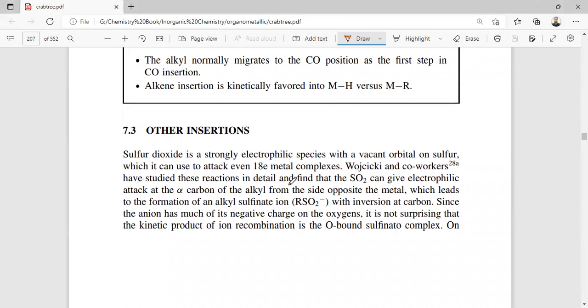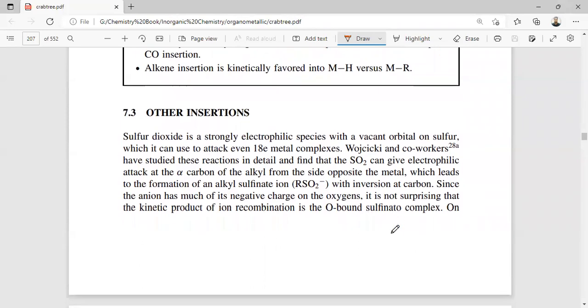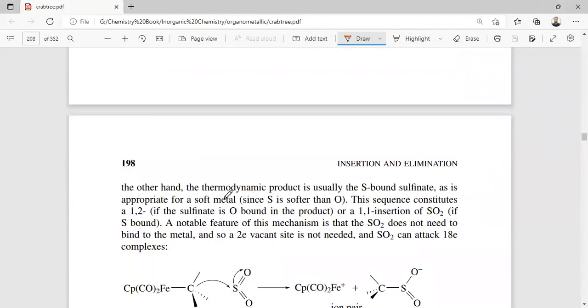The reaction is detailed, and it is found that SO2 can give electrophilic attack at the alpha carbon of the alkyl from the side opposite of the metal, which leads to the formation of the alkyl sulfonate ion with inversion at the carbon. Since the anion has much of its negative charge on the oxygen, it is not surprising that the kinetic product of the ion recombination is the O-bonded sulfonate complex. On the other hand, the thermodynamic product is usually the S-bonded sulfonate, and the approach is for the soft metal. So this is the sequence constituted of 1,2 and 1,1 insertion of SO2.